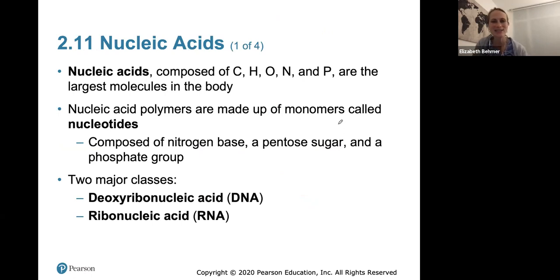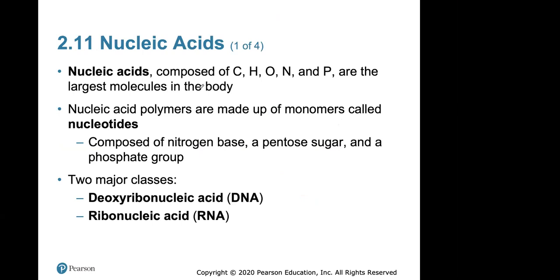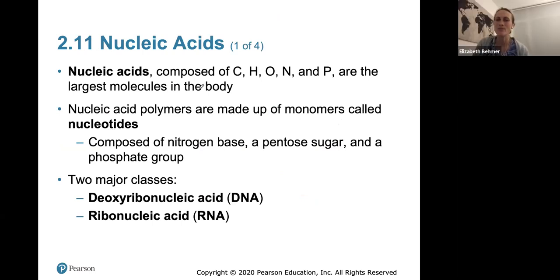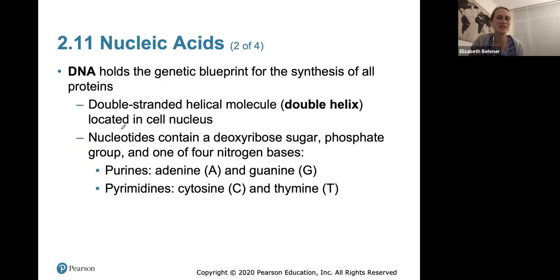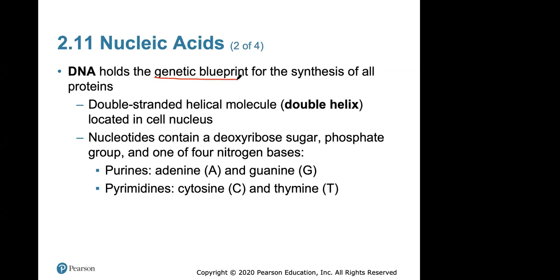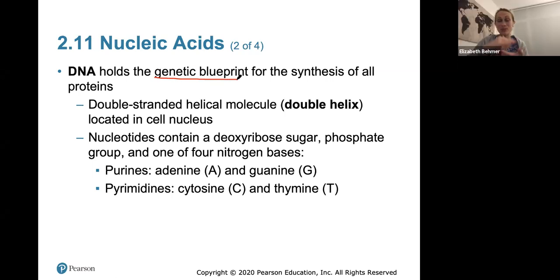All right, nucleic acids are the largest molecules in the body, and nucleic acid polymers are made up of monomers called nucleotides, which are composed of a nitrogen base, a pentose sugar, and a phosphate group. And the 2 major classes of nucleic acids in the body are DNA and RNA, which we will go over when we talk about the cell and protein synthesis. DNA holds all of our genes, or the genetic blueprint for the synthesis of all proteins. So what your DNA actually is, it's just kind of a blueprint or a set of instructions for how all of your proteins in the body should be made.